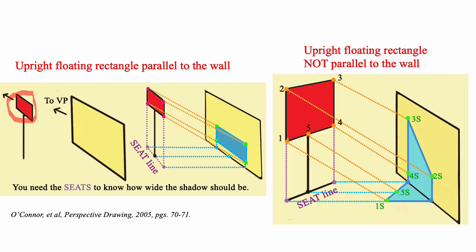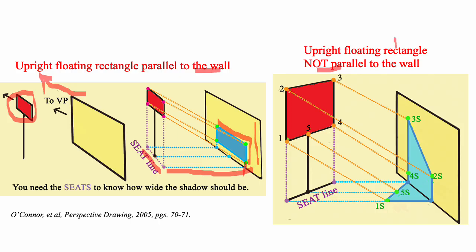This one is parallel to the wall and this one is not. So in this first case, the wall and, let's call it a sign, goes to the same vanishing point. Set up the seat line, and then the shadow lines happen to be horizontal here. They go up until they intersect the light. So the shadow ends up being parallel to the wall.